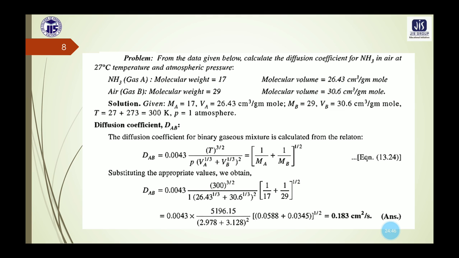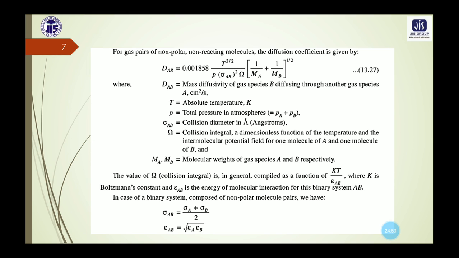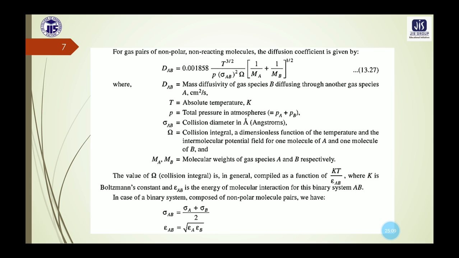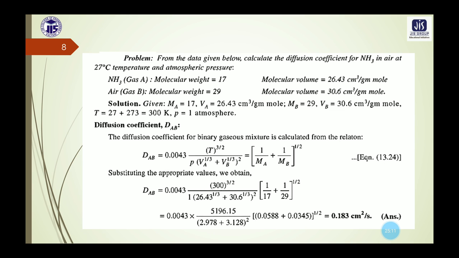So to calculate the diffusion coefficient for the binary gaseous mixture, we need to use this relation that is given as equation number 13.24. So this is the equation that we have discussed. It is the representation of the mass diffusion coefficient for the binary mixture of two gases. In this numerical also, two different gases are given, NH3 and air. So that's why we have used this relation of the diffusion coefficient.